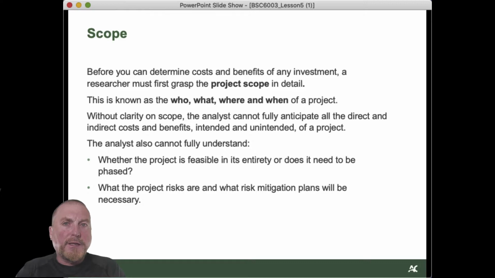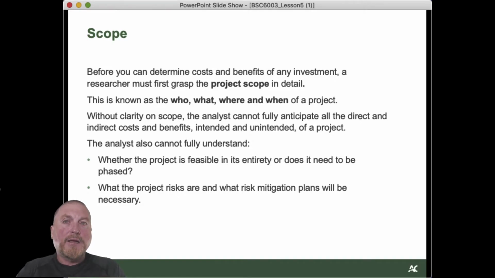So that is really critically important to doing a costs and benefits analysis, because without clarity on scope, the analyst cannot fully anticipate all the direct and indirect costs and benefits, intended and unintended, of a project. The analyst also cannot determine whether the project is feasible in its entirety or does it need to be phased. For example, it might need to go ahead for all other parts of the business except operations, because the operations is meeting a huge order in 2021. Okay, or something like that. And so you need to be able to understand the scope implications of your project.